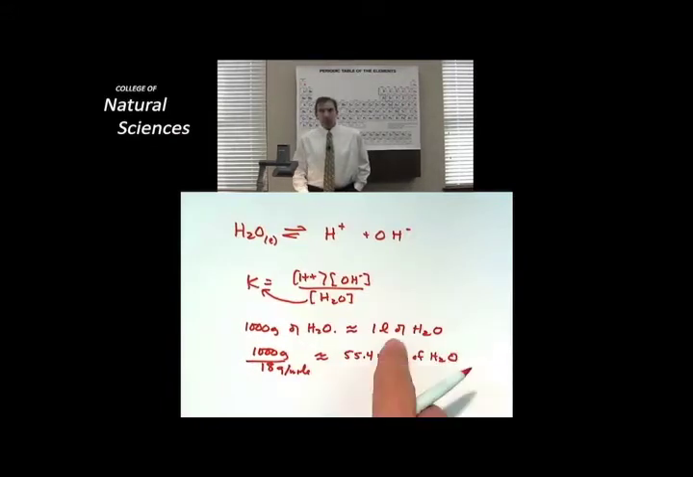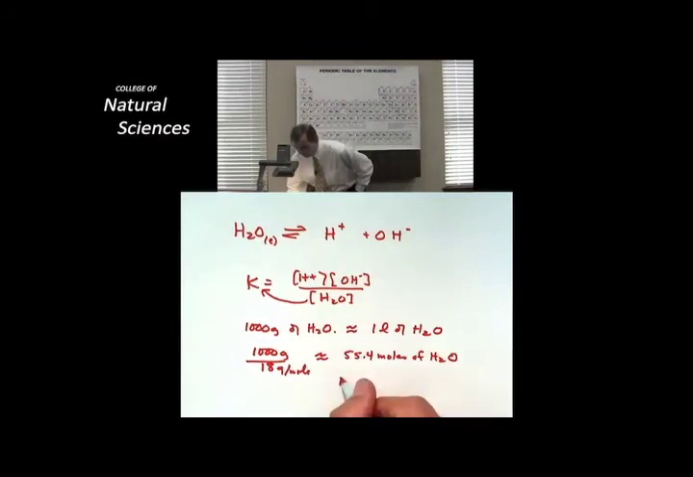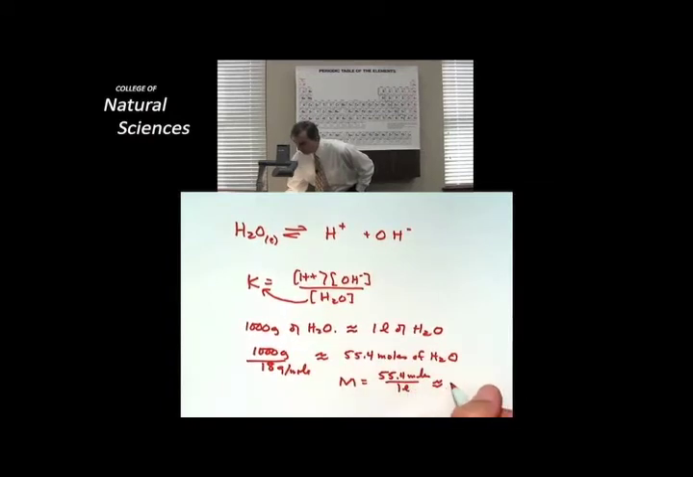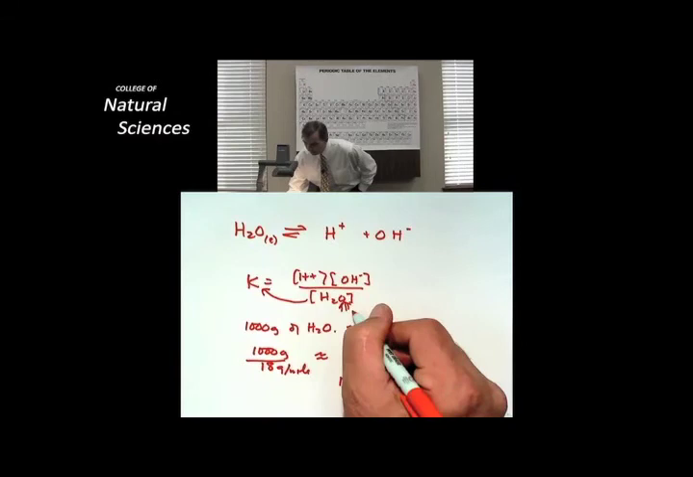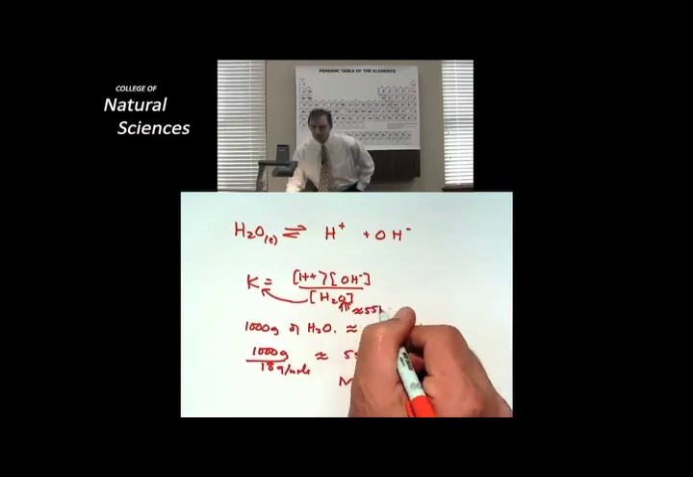But it's in a liter of water. So the molarity of water is going to be equal to 55.4 moles divided by 1 liter, which is approximately equal to 55.4 molar. That's the answer to this question. How much is this? It's about 55 molar.